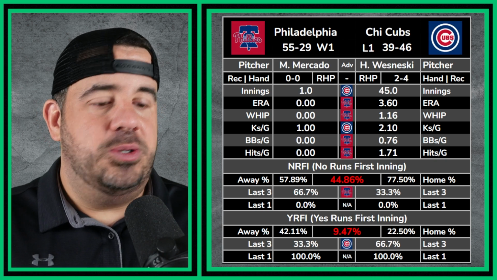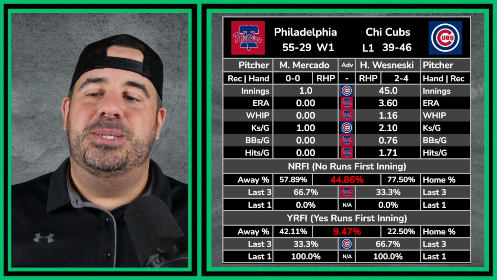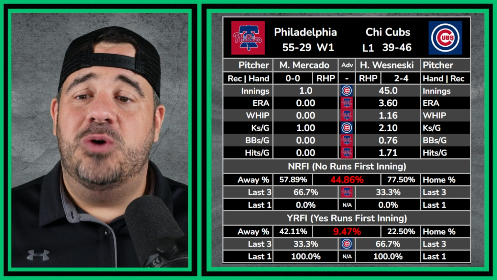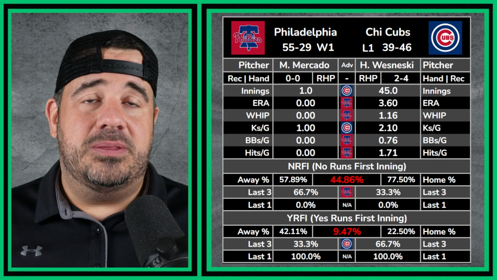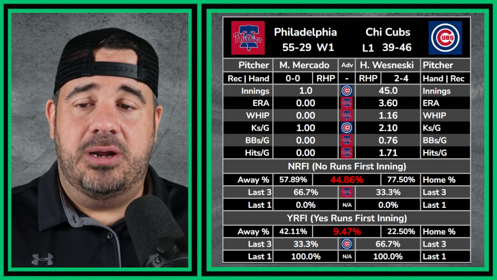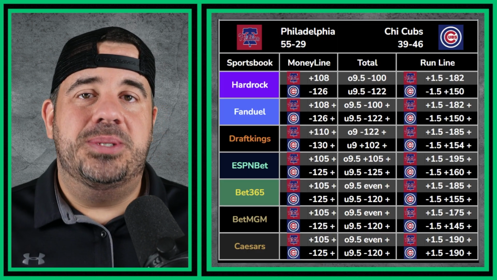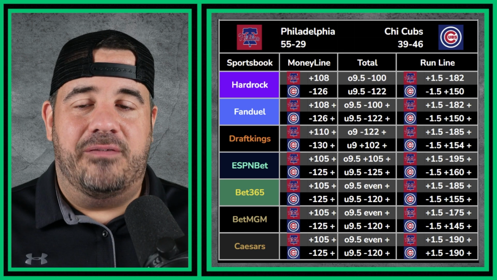Let's move back to the actual game today. Philly and Chicago. Mercado's only pitched 1 inning. Wesneski, 45 innings, 3.6. You can see what he has here. The odds, Cubs slightly favored at home, 9.5 across the board.